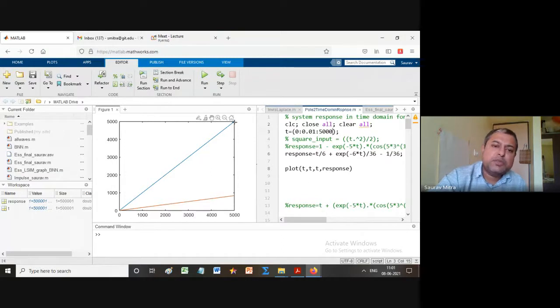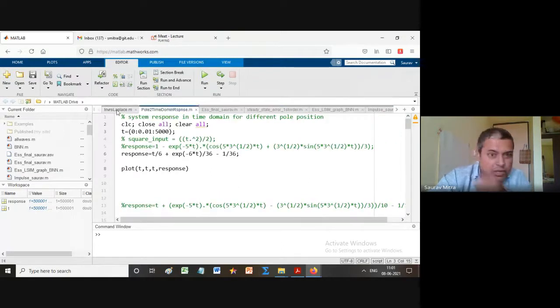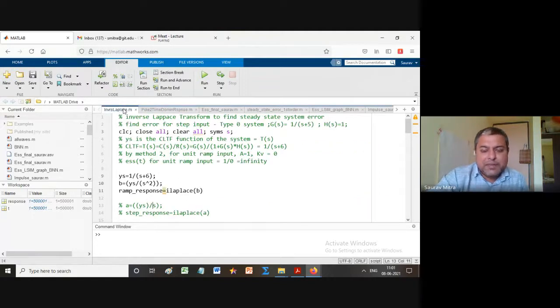Output is also increasing, input is also increasing. It's a relative distance you are trying to find out. That is what is called steady state. So it is infinity. Same thing for parabolic response, you will also find that.